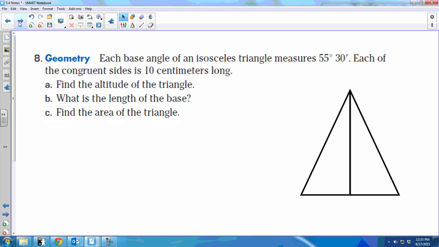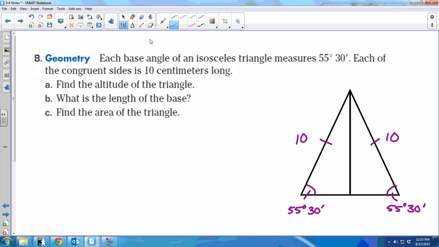Okay. The last one. It says each base angle of an isosceles triangle measures 55 degrees and 30 minutes. Each of the congruent sides is 10 centimeters long. So I drew an isosceles triangle. Each of the sides is 10 centimeters. And each of the congruent base angles are 55 degrees and 30 minutes. It says find the altitude of the triangle.